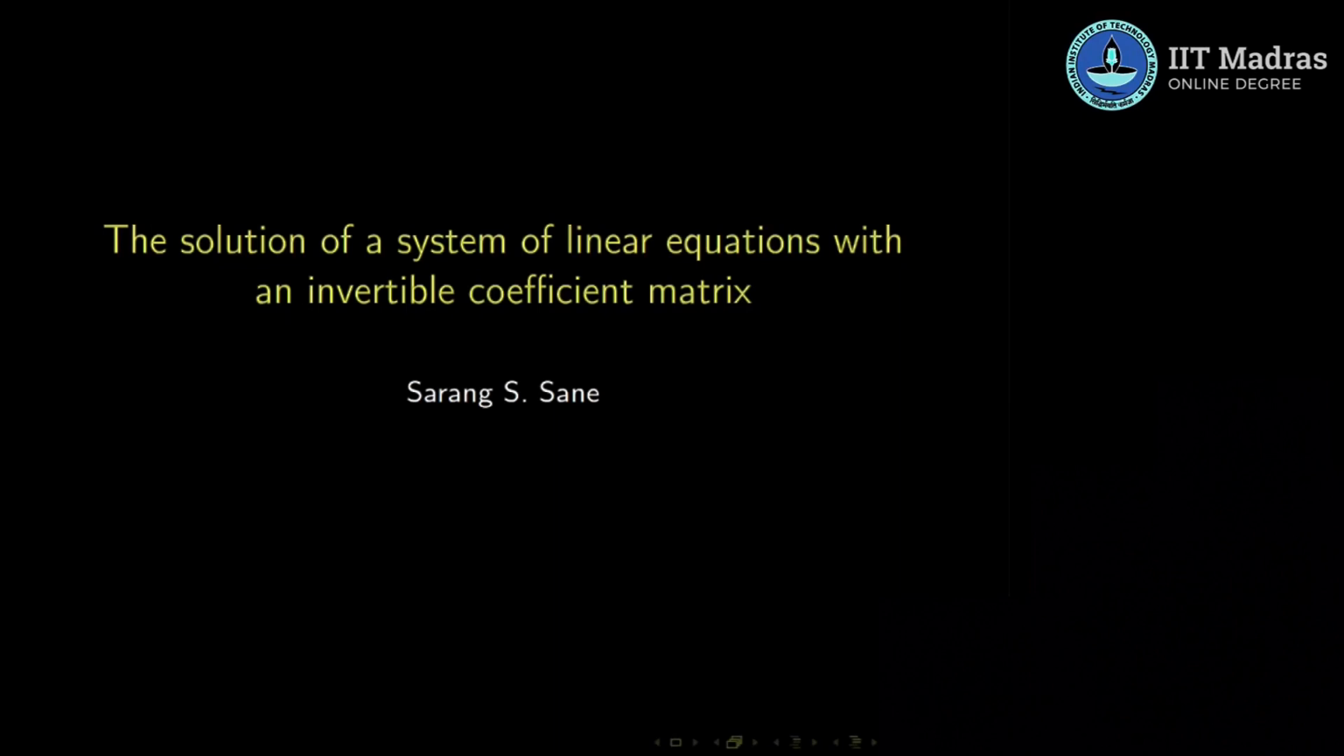In the last video, we have seen something called Cramer's rule, which was used to solve a system of equations in which the coefficient matrix is square and its determinant is non-zero. Today, we are going to continue on that theme and talk about the solution of a system of linear equations with an invertible coefficient matrix. We hinted at this in the last video.